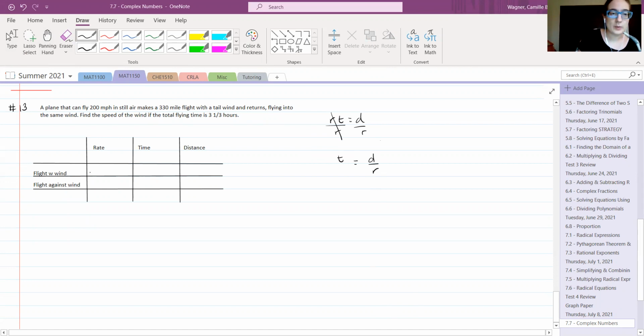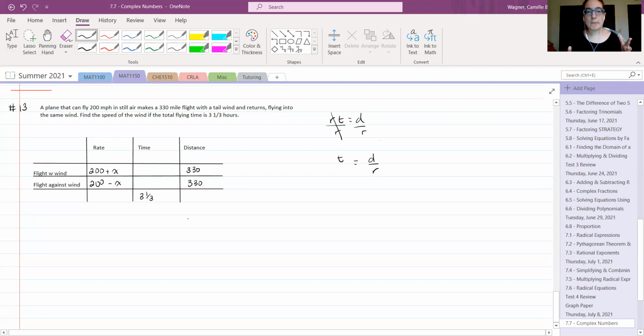So when we were talking about our rates, we agreed that it was 200 plus the speed of the wind, or 200 minus the speed of the wind. Now, we don't know the time that it takes when the plane flies with the wind, or when the plane flies against the wind, but we do know that it adds up to 3 1/3 hours. And we also know that the distance each way is 330 miles.